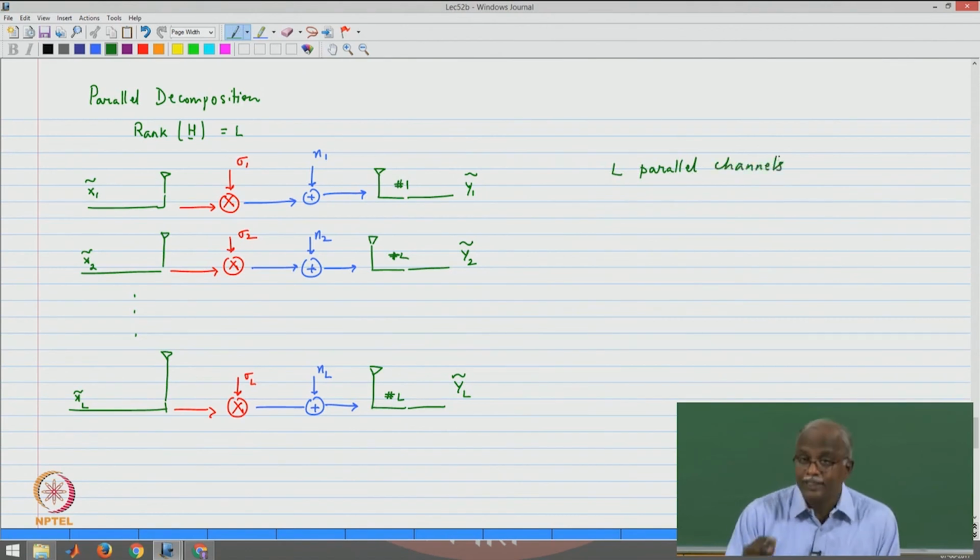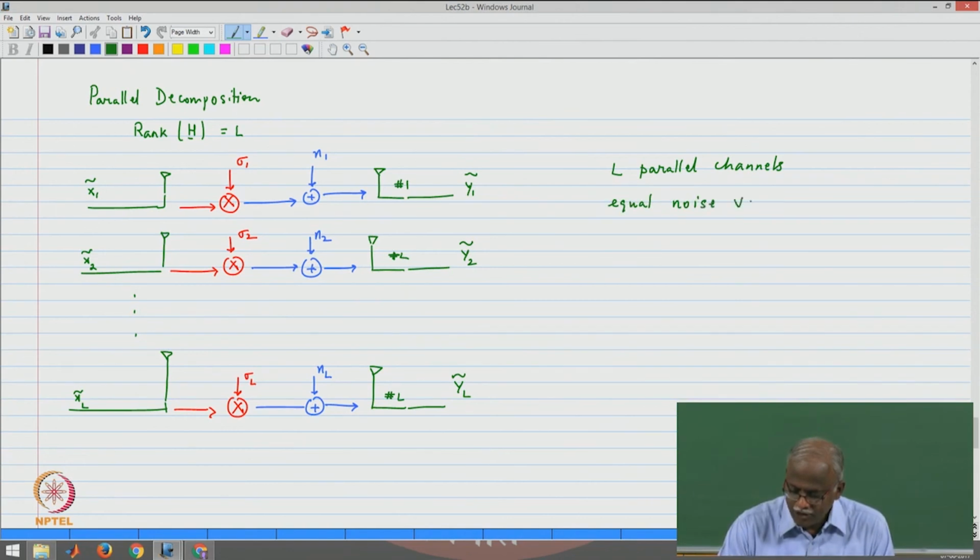The noise variance in each of these: each of them has equal noise variance. Each of the noise terms is sigma n squared. So, each of them has the same noise variance, but each of them has different channel gains.